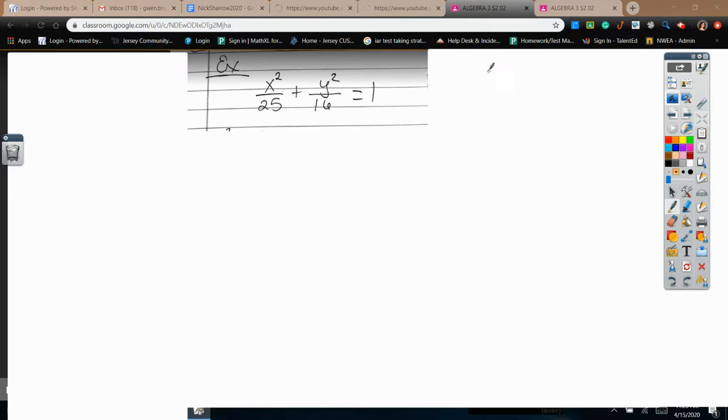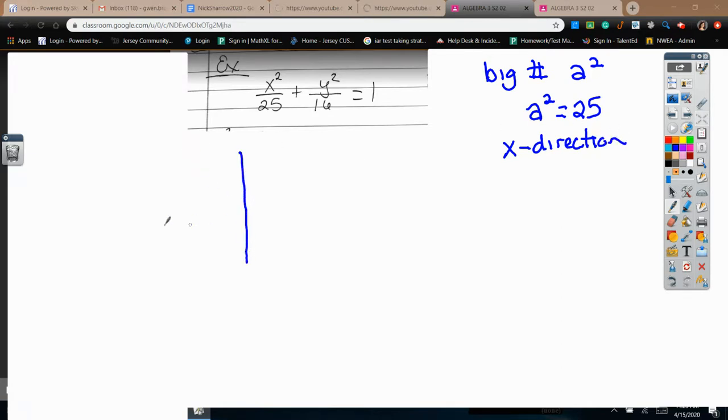So then you find the big number. And the big number is always going to be the a squared. And I have a squared is going to be 25 here. And because a squared is under the x, it's going to go in the x direction, which means it's going to be bigger in the x direction. There's no parentheses today because all the centers are at 0, 0.